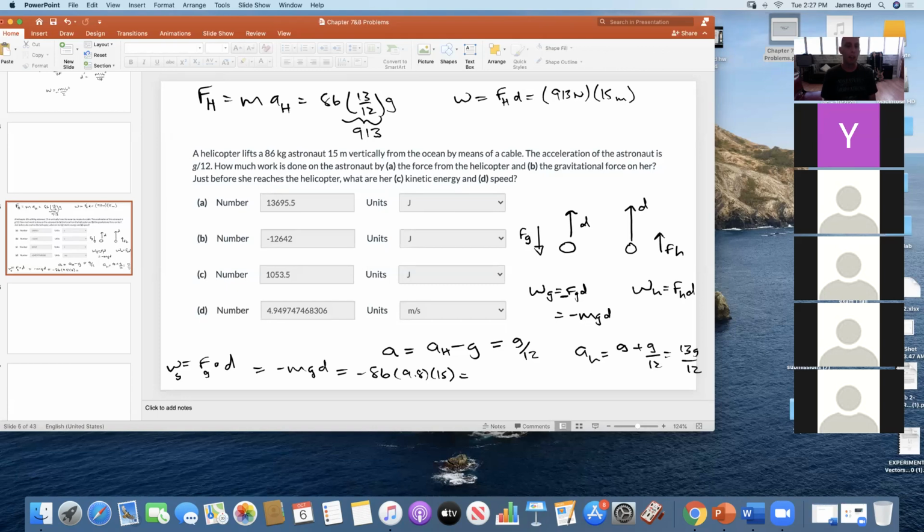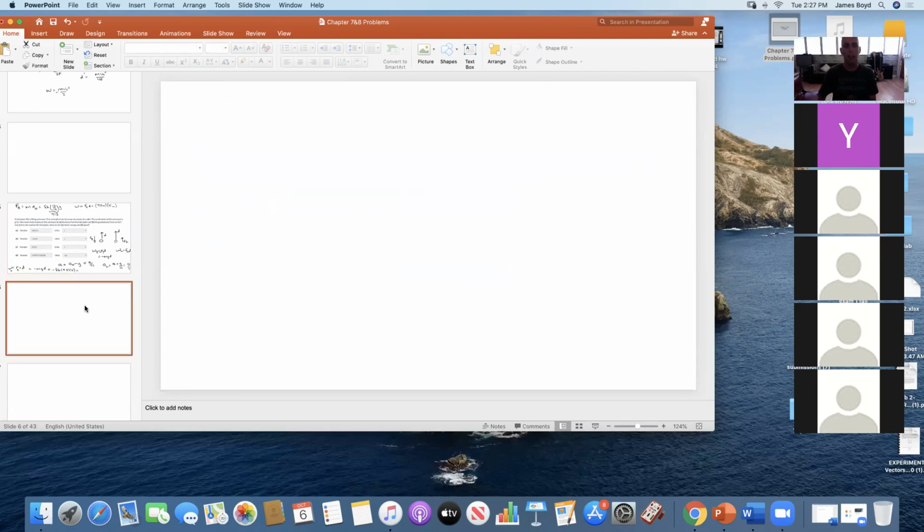So we're going to assume that she was lifted from rest with an acceleration of g divided by 12. We could do this another way, but I'm going to do it this way first. We went a distance of 15 meters and started from rest. We're going to assume this was a constant force, or a constant acceleration, and therefore we can use our constant acceleration equations. With no time given, we use v final squared minus v initial squared is 2a times y final minus y initial.